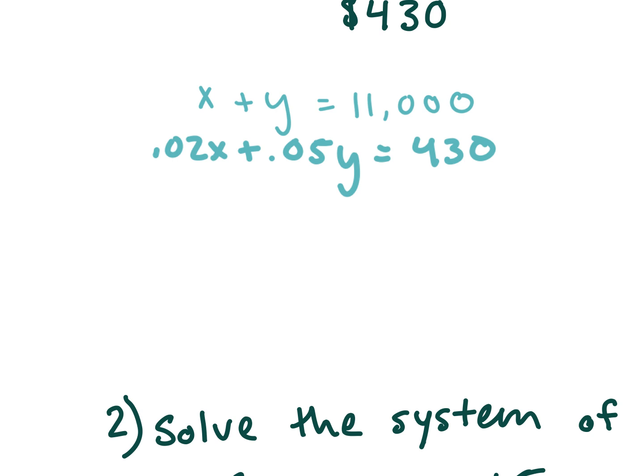From here, you have to know how to solve. So you won't have to come up with the equations for the word problems. It gives you the equations. You just have to know how to solve from here. So we don't really love working with decimals. How could we get rid of the decimals or move it twice? How could we do that? Multiply by 100 if we're moving the decimal 2 places. So we're going to multiply by 100. So we have 2x plus 5y is equal to 43,000.